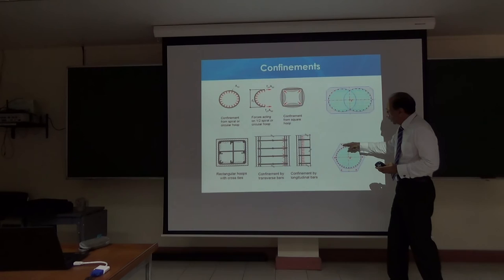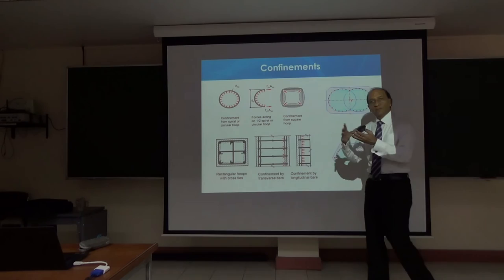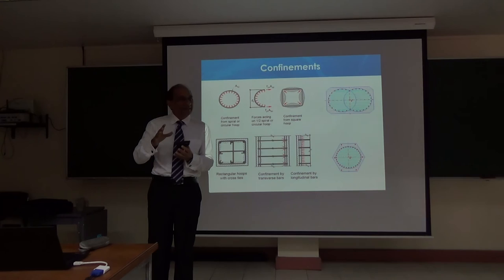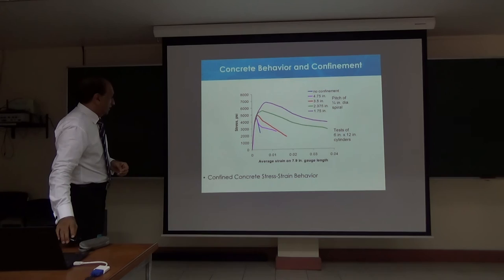And sometimes we allow this concrete to fail first, and we do not allow this to fail. So this can fail first, and this can remain. So we allow multiple failure of the column. First, the outer cover will go, and the core will remain. And then the core will take the load. So we have two design levels, with outer portion and without outer portion. So, now confinement.